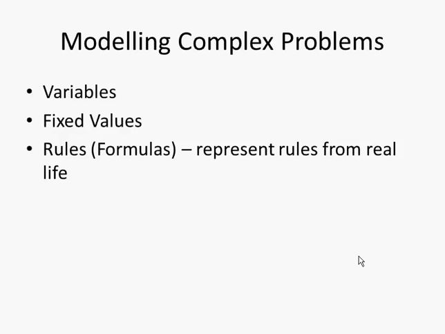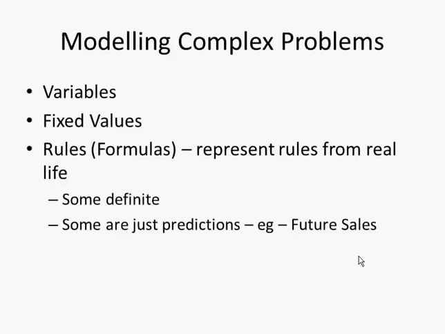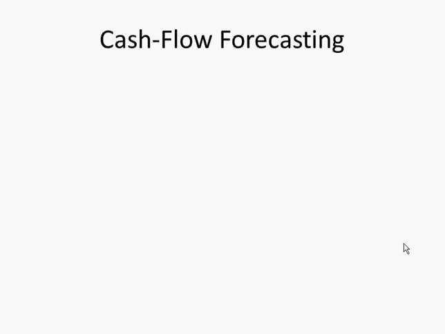Now some rules in models are definite, so we know that the formula that was used to calculate how much profit we wanted to make is a definite rule. We know that always works. But some rules in spreadsheet models are just predictions, especially when we're forecasting something in the future, such as future sales. We'll start to look at some forecasting now, starting with cash flow forecasting.